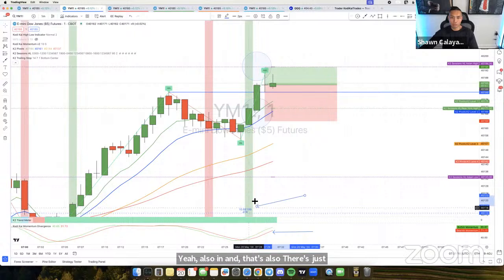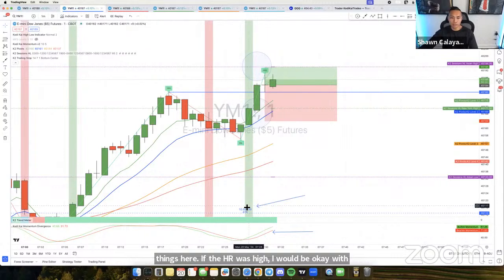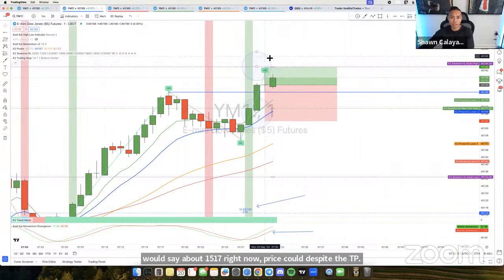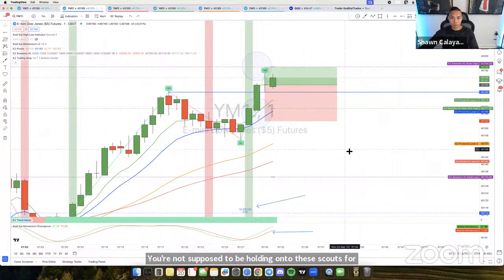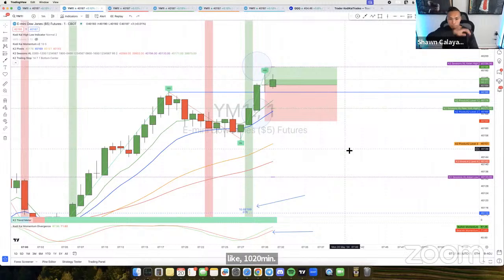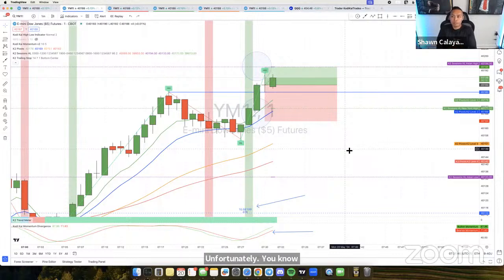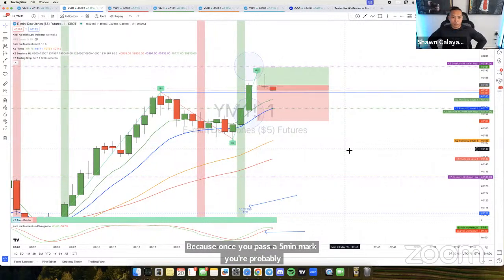If the ATR was high, I would be okay with it because it would just shoot to TP, right? You wouldn't get this consolidation here. If the ATR was say about 15, 17 right now, price would just spike to TP, how it should be. That's what these scalps are about. You're supposed to get in and out super quickly. You're not supposed to be holding on to these scalps for like 10, 20 minutes. But you'll see over here that happens very often, unfortunately. Holding on to a scalp for more than 5 minutes turns into a day trade at that point. Because once you pass the 5 minute mark, you're probably going to be holding on to that trade for like 10, 20 minutes. And at that point, it's literally a day trade.